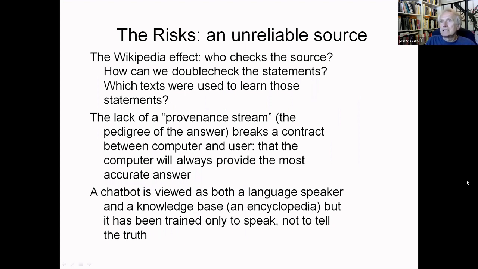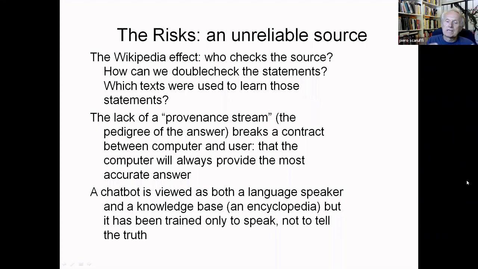First of all, the risks, there are many, but I will just mention a few. First of all, the Wikipedia effect. Who checks the source? The problem you have with Wikipedia is you find something that sounds very credible, plausible, but who wrote the article? They're anonymous, so you can never trust them. You cannot double check the statements. And with ChatGPT, the provenance trail doesn't exist.